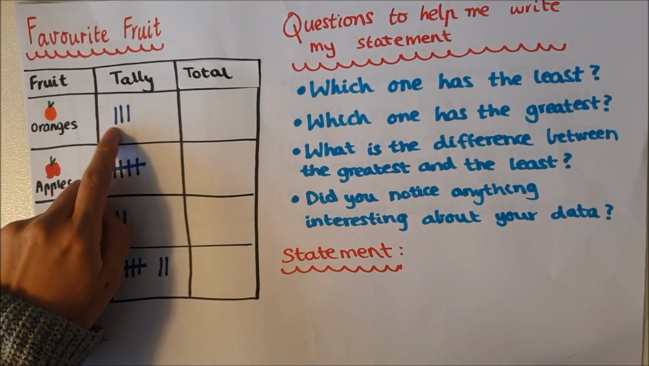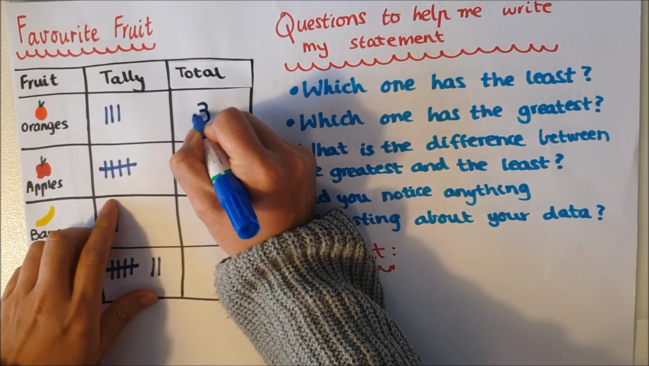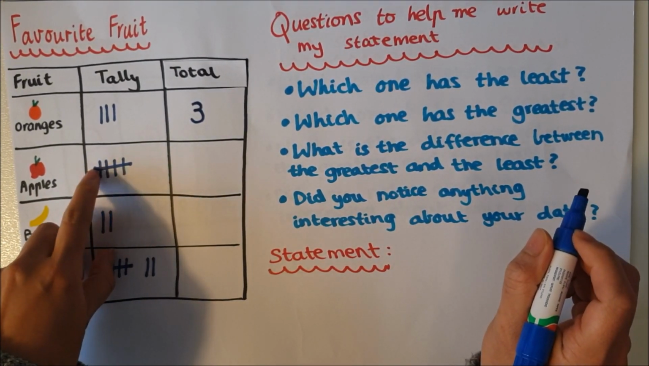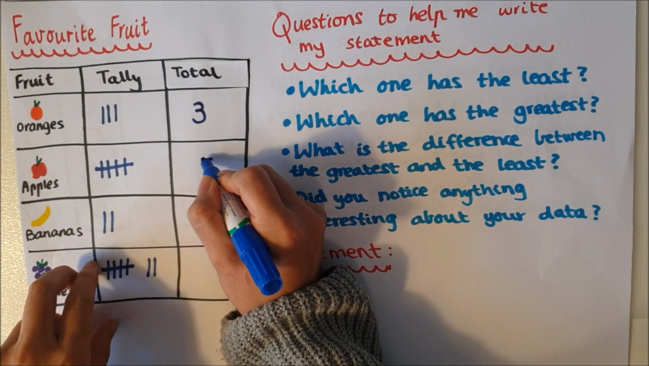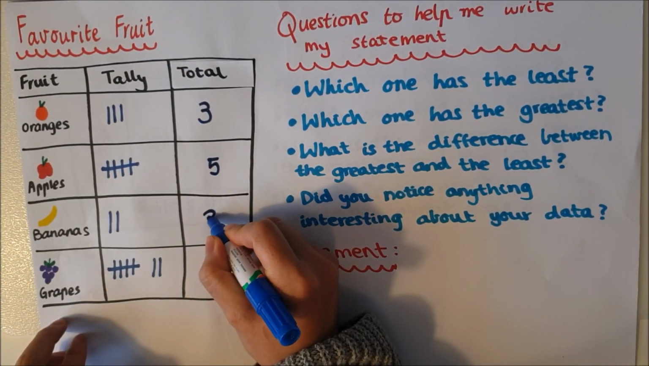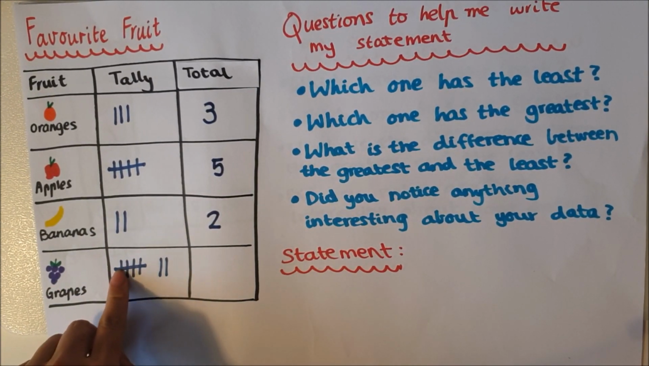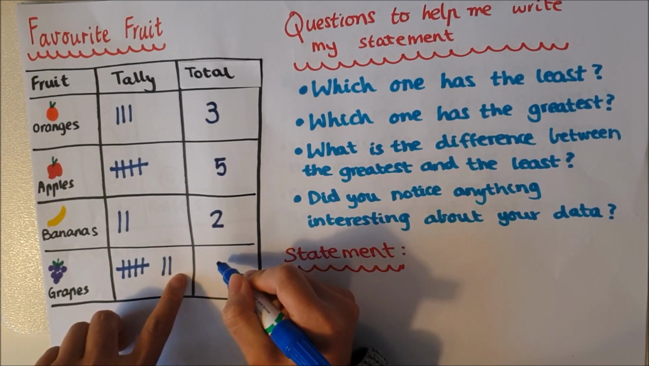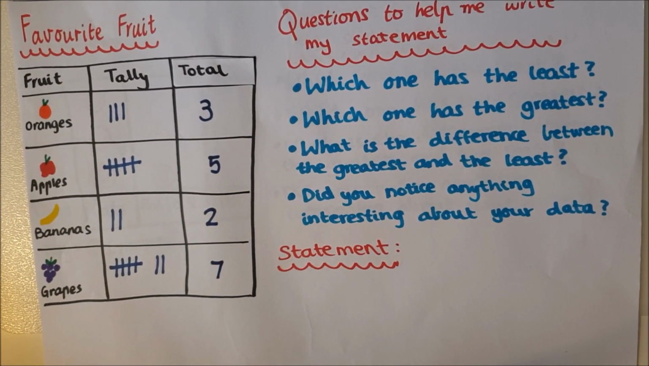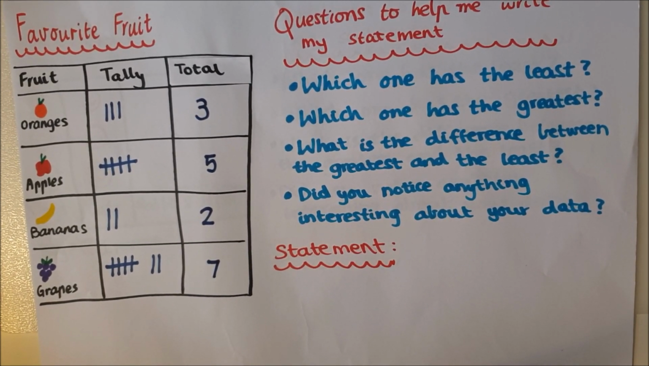Oranges, 1, 2, 3. Apples, 1, 2, 3, 4, 5. Bananas, 1, 2. And finally, grapes, 5, 6, 7. 7 grapes. Okay, so here I'm going to use some questions which will help me write my statement.